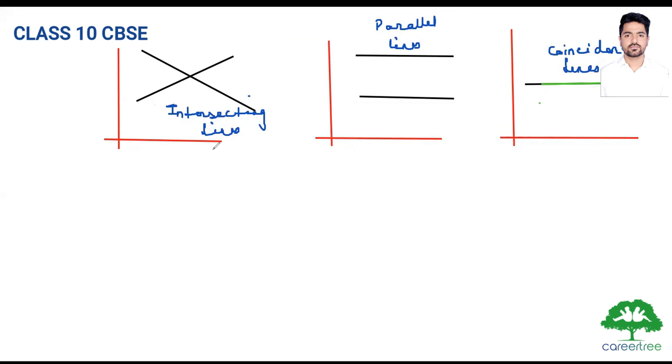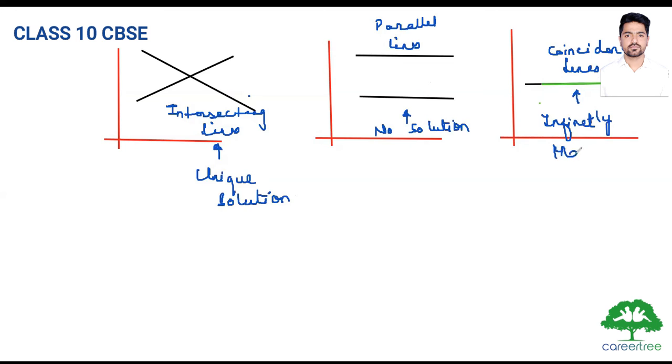If it is intersecting lines, we will always have a unique solution. If they are parallel lines, they will have no solution. If they are coincident lines, we will have what? Infinitely many solutions. Okay. So in a pair of linear equations, we will be studying three kinds of pairs.